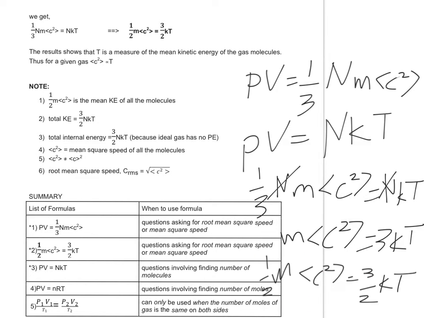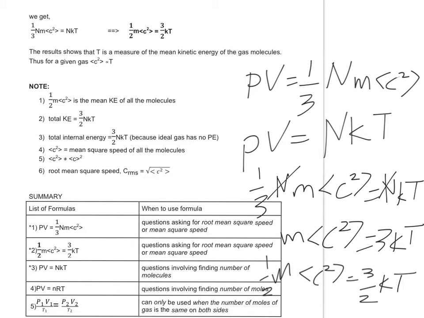But if we want to find the total KE, then we can just multiply by capital N. This means you take 3 over 2 kT multiplied by N, which is the number of molecules, and then you get the total KE. And don't forget, since internal energy equals KE plus PE, and an ideal gas has no PE because it has no intermolecular forces, your internal energy is only KE. So the total internal energy of the gas is also 3 over 2 NkT.